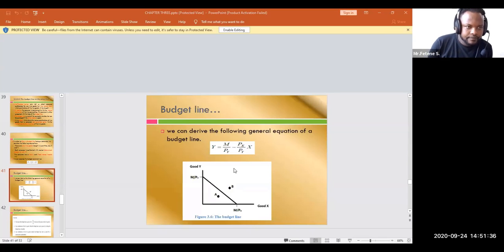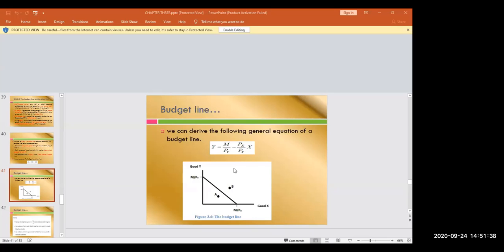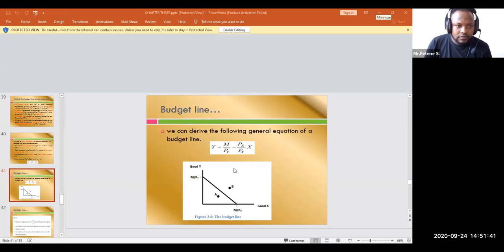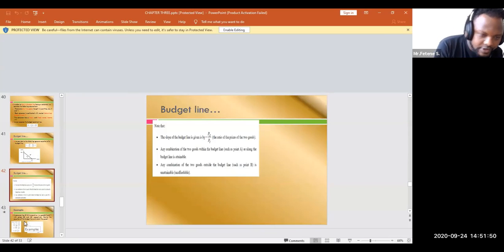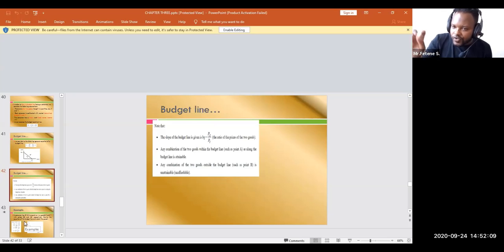Yes, it's clear. Do you understand the difference between the budget line and the indifferent curve? Yes. Good. So, the budget line. At the end there is one question. The slope of the budget line is given by p of x over p of y. The ratio of the prices of the two goods is the slope of the budget line. The budget line slope is calculated from the ratio of the two prices, price of x and price of y, the market prices.